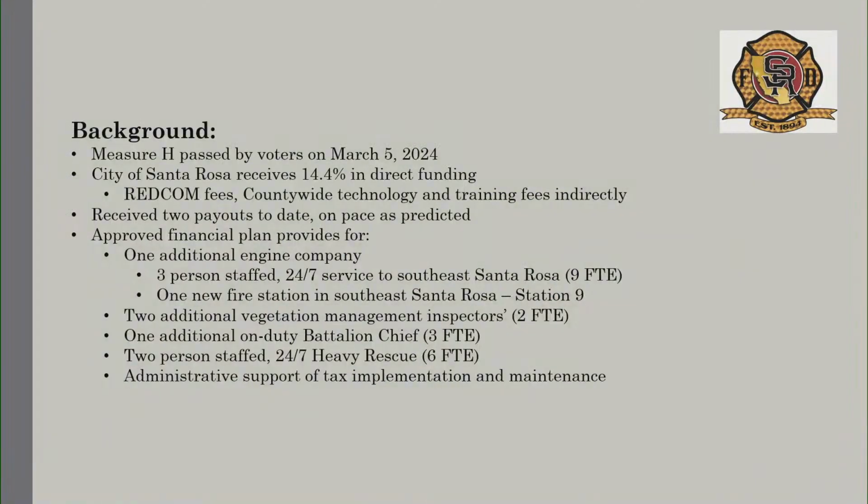So as you recall, Measure H was passed by voters on March 5th of 2024. The City of Santa Rosa receives 14.4% of the direct funding from Measure H proceeds, which is a countywide half-cent sales tax measure. And then we have our REDCOM fees covered, which equates to about $1.5 million as far as countywide technology and training fees we receive indirectly as well. We have received 2 payments on 2 tax rolls to date, totaling just about $4.2 million in the bank currently.